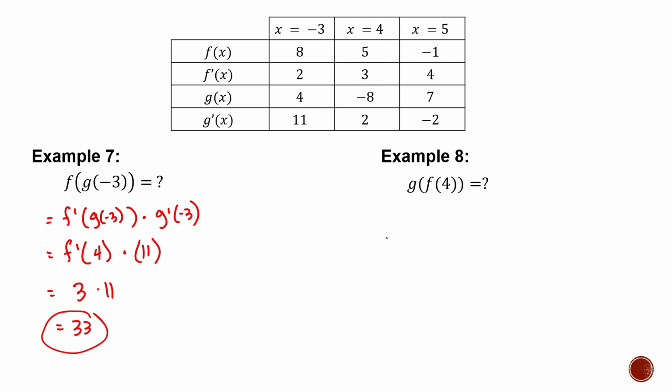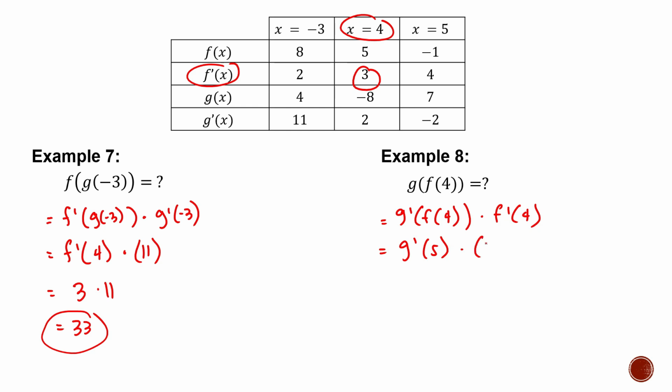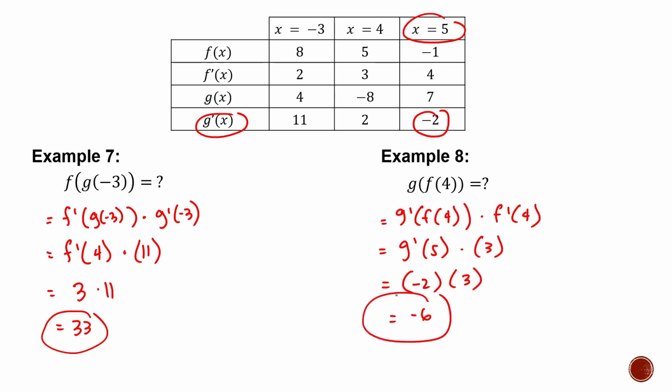Alright, let's solve this one. g of f of 4, again we will apply the chain rule: g prime of f of 4 times f prime of 4. So f of 4 would be 5. f prime of 4 would be 3. Then g prime of 5 would be negative 2. Times 3, negative 6. Alright, so there you go.